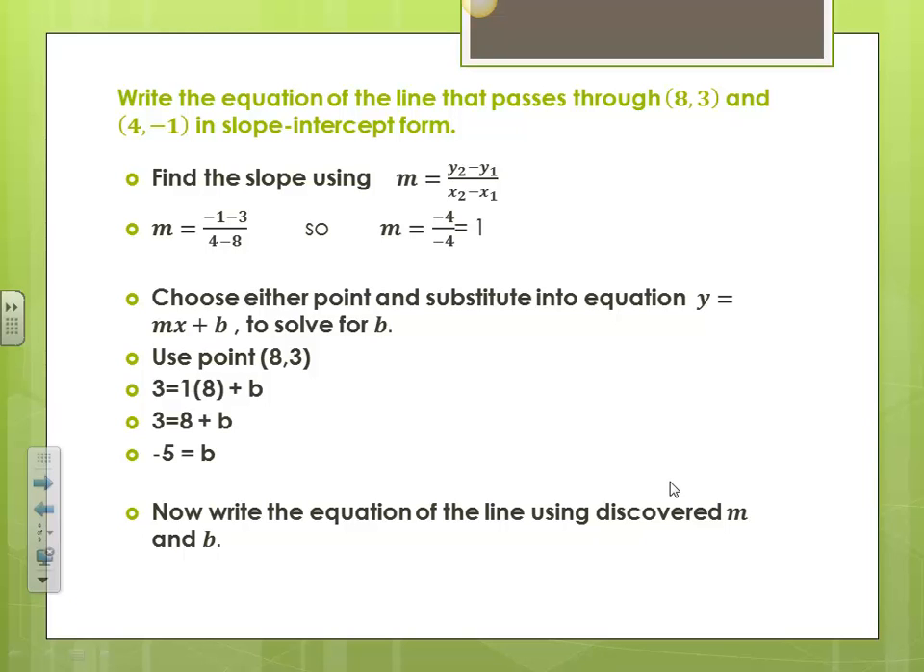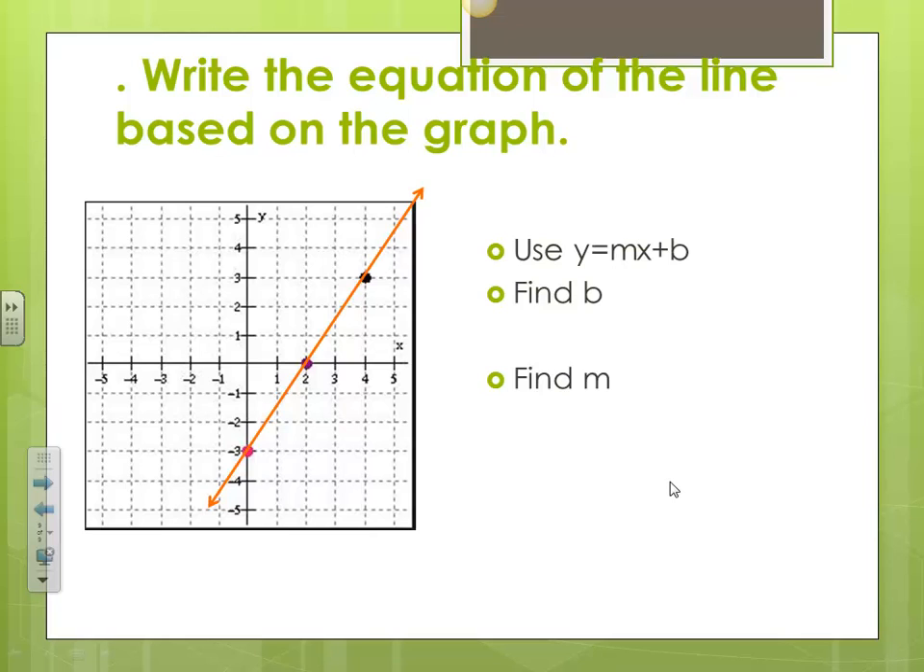Lastly, I can write the equation using the discovered m, or slope, and the discovered b, or y-intercept. So y equals, my slope is 1, so 1x, or x, plus negative 5. But we really don't write plus a negative 5, so a better answer would just be y equals x minus 5.